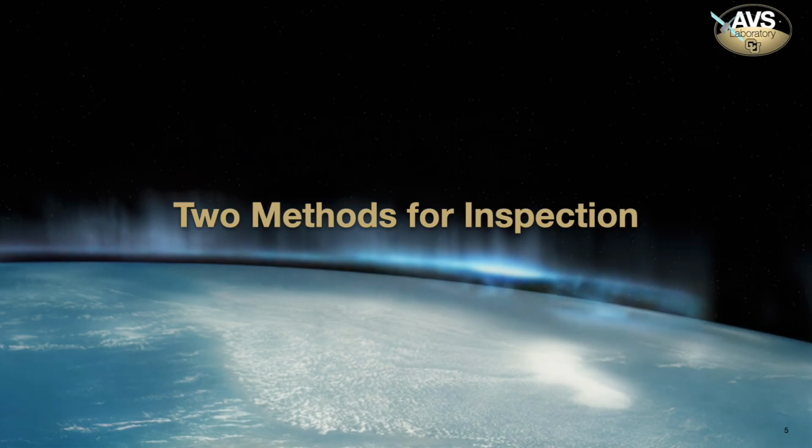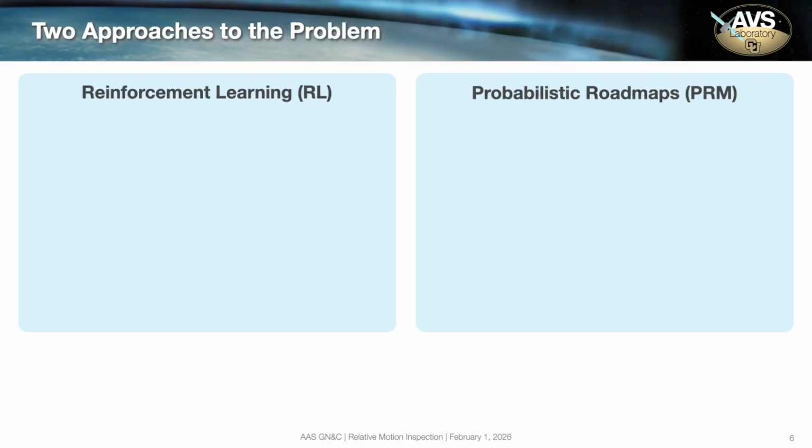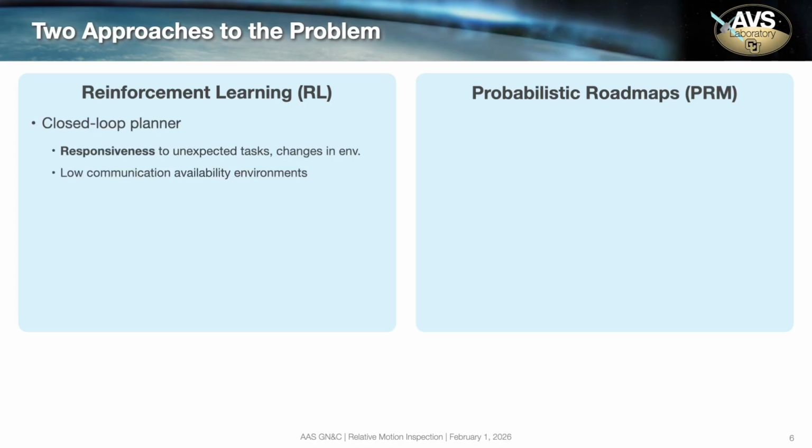In this work, we're going to be looking at two methods for the inspection task. These are reinforcement learning and probabilistic roadmaps. For reinforcement learning, we're going to get a closed loop planner. This is going to give us responsiveness to unexpected tasks or unexpected changes in our environment, and is going to be really good if we're in a low communication availability environment.